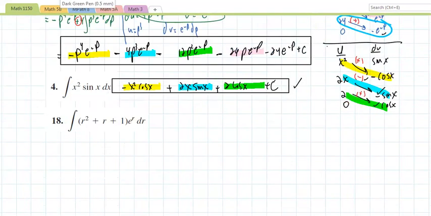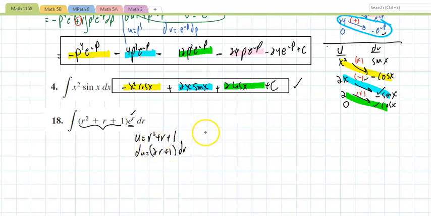The next problem up is number 18. So I notice this is a polynomial. This is not. Well, I can't eliminate e to the r. That will always be there. So if I do this, saying, you know what, let's do it the long way. Let u equal r squared plus r plus 1. du will be 2r plus 1 dr. dv would be e to the r dr, and if I integrate, I'll get v to be e to the r. I'm just doing this to convince you.